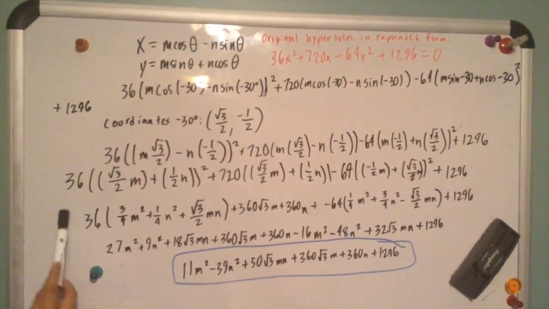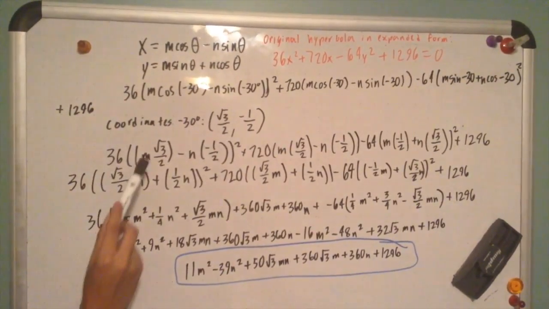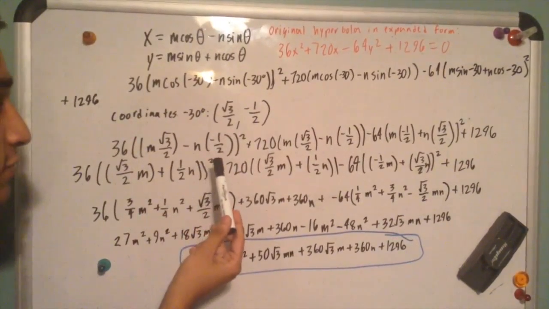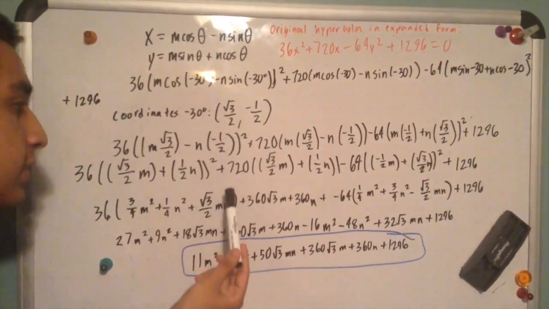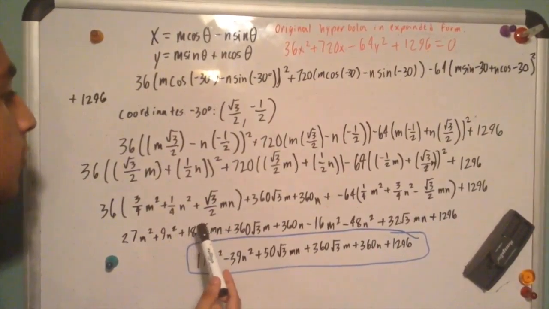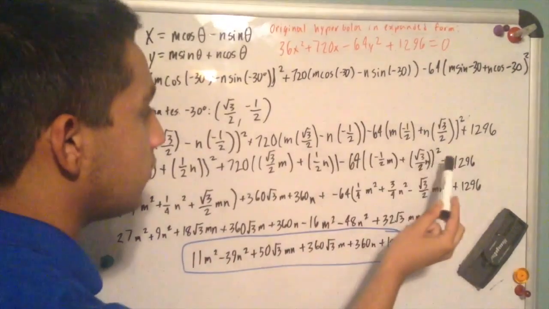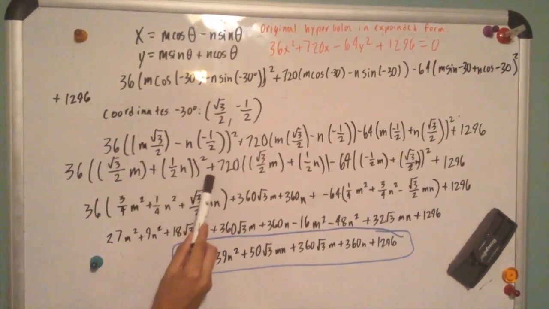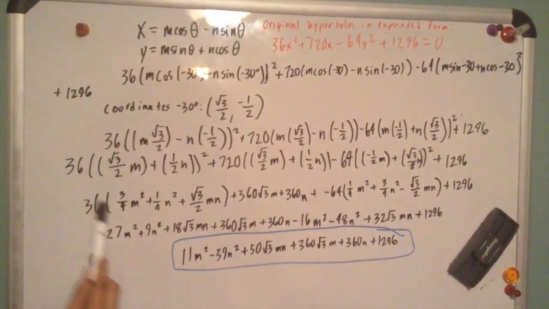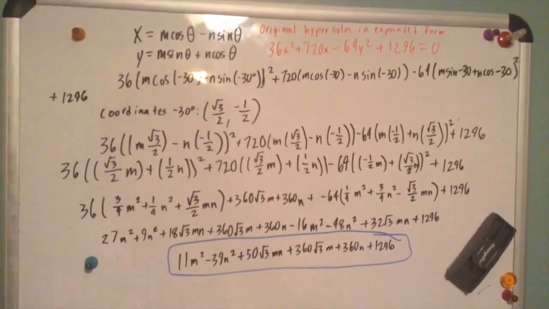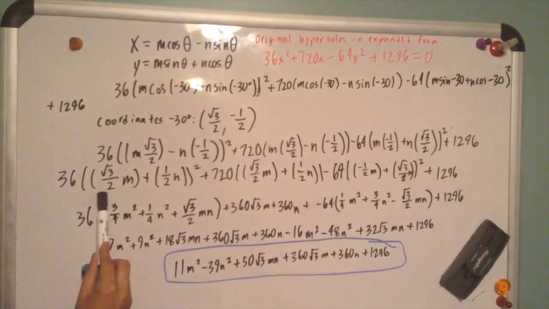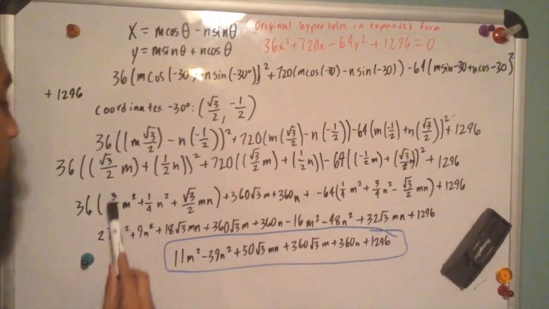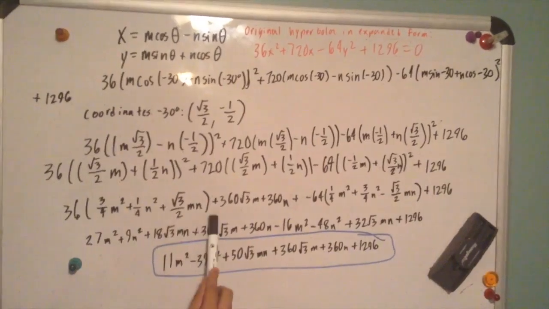In the next step, I took what I had and made it more simple. For example, negative n times negative 1/2, I made that 1/2, so I made it simpler and easier to follow. And then right here, I took my squared values and expanded them into the quadratic. So I took my x squared value, root 3 over 2m plus 1/2 n squared, and that became, as you can see right here, this.